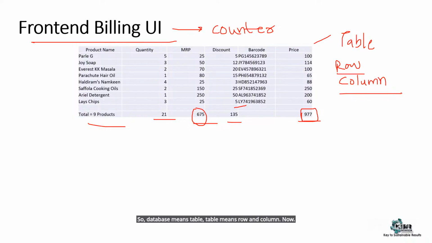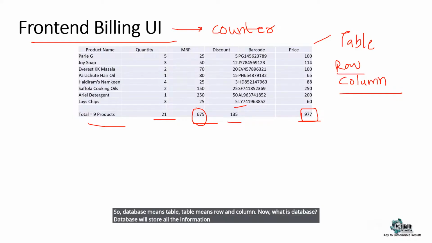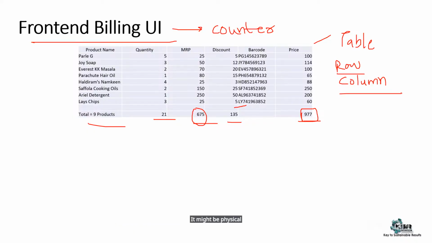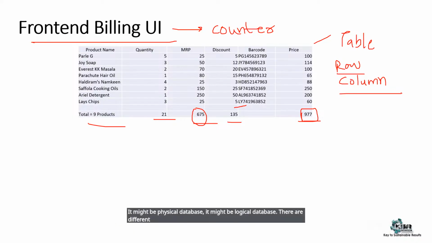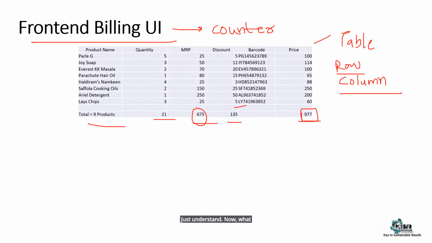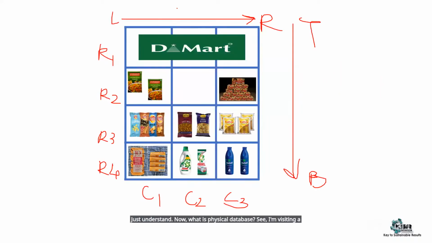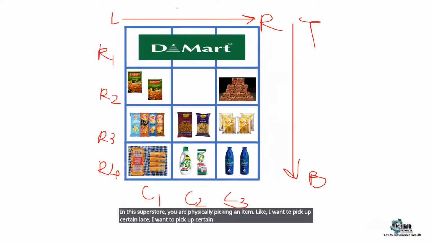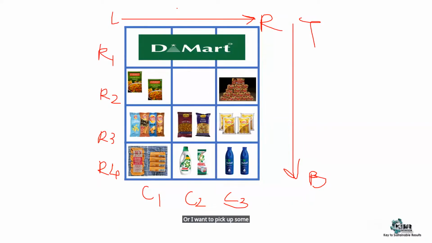Now, what is a database? A database will store all the information. It might be a physical database or a logical database; there are different databases. What is a physical database? I'm visiting a superstore, and I physically pick an item. I want to pick up lace, namkeen items, biscuits, or household products like soaps and oils. You physically visit that specific rack and pick up that item. That is nothing but a physical database.